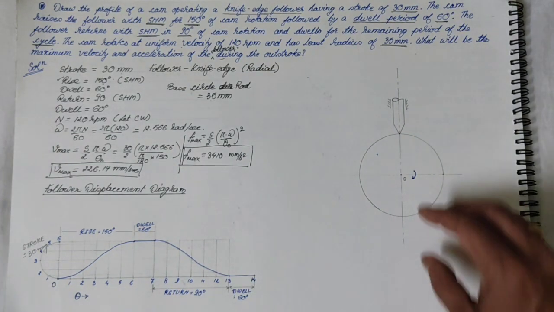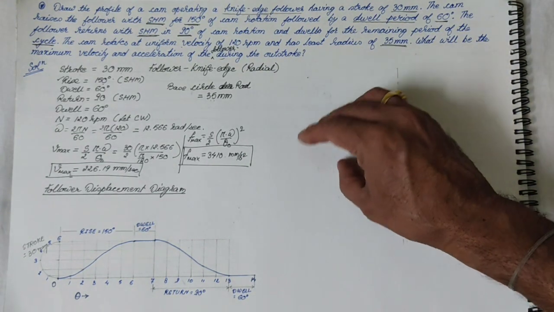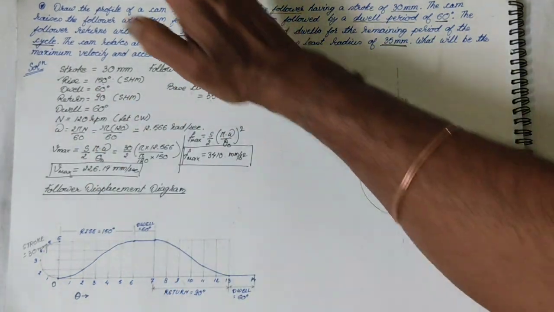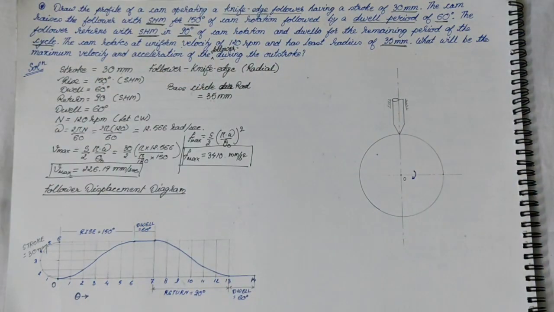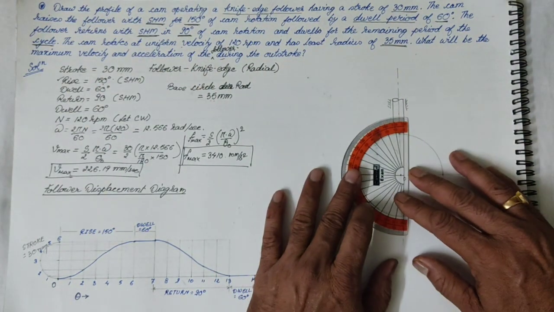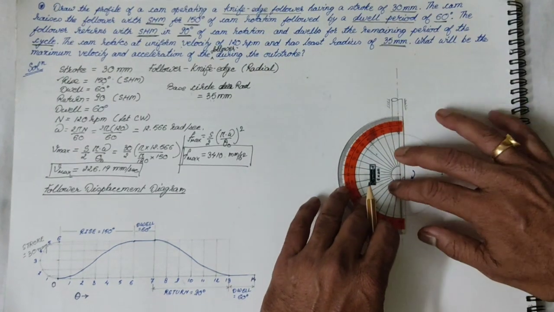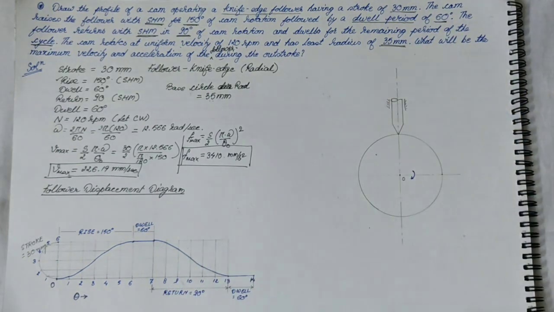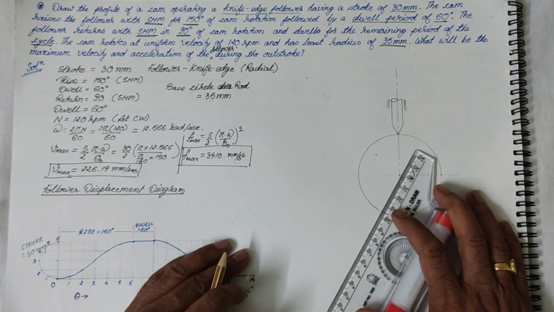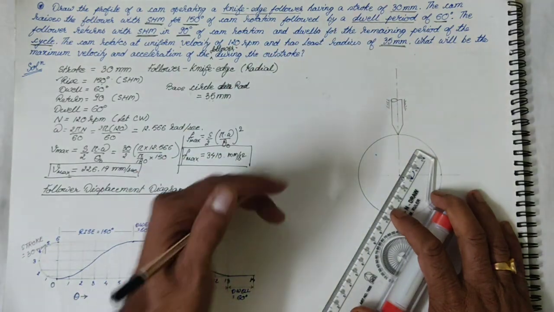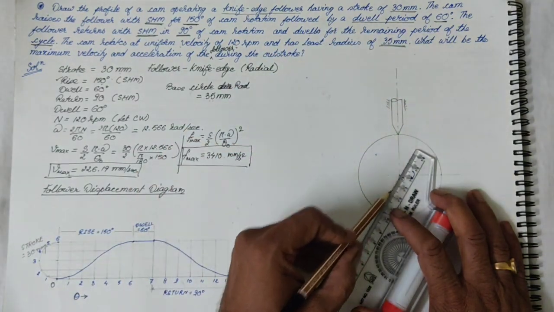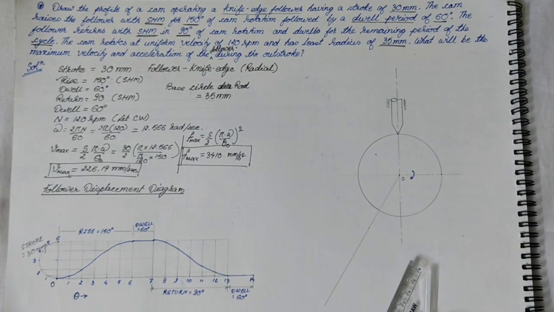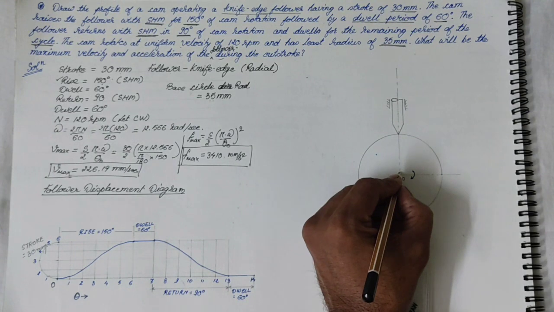Now, when this is turning for the first 150 degrees of rotation, the follower is moving outward. So first we will mark 150 degrees. From rotation here to here, the follower is rising. So this will be the line of stroke, and this is 150 degrees.